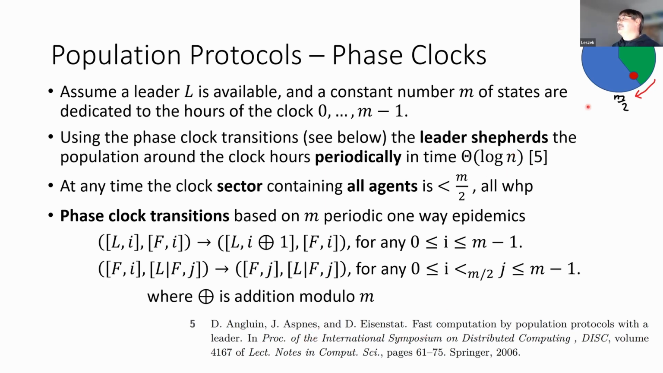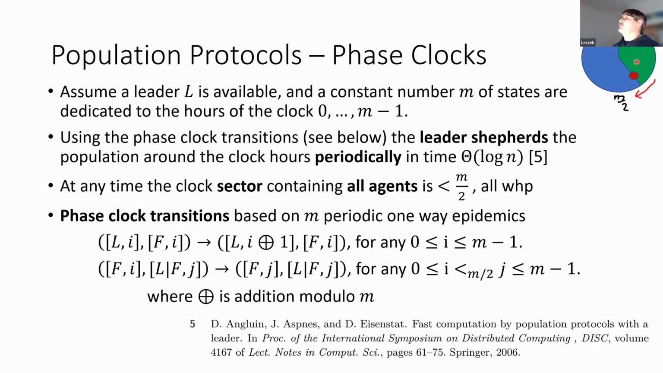That basically shows that if you have a population shepherded by a leader across some states representing the hours on the clock, such a system, led by a leader and followed by the others, will periodically visit, say, time zero in logarithmic time. There are some other properties: the sector in which all agents belong is not too big, it's smaller than pi.